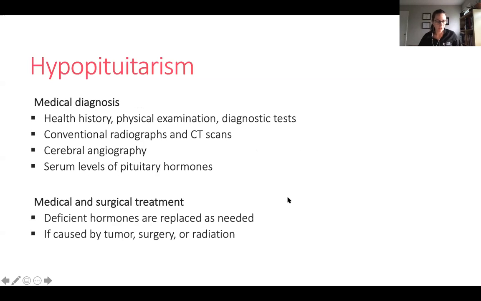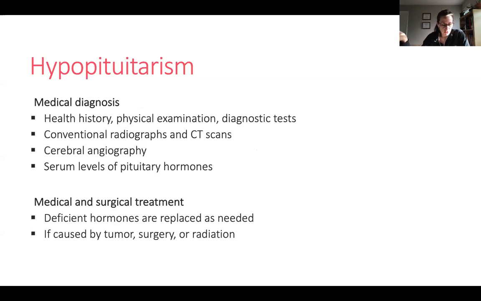So for medical diagnosis, health history, you want to know if there's a hereditary component. They'll do CT scans and cerebral angiography like we talked about. So that will detect any pituitary or cranial tumors or AVMs, the arteriovenous malformations. And then the serum levels of pituitary hormones, they'll do those suppression or stimulation tests that we talked about a little bit ago.